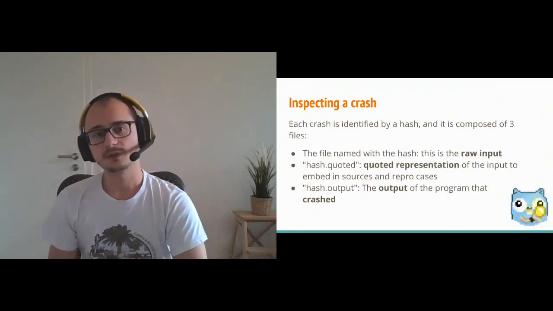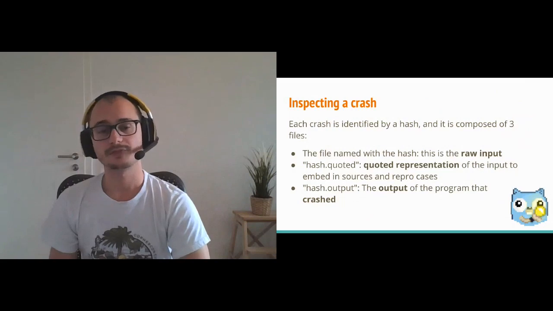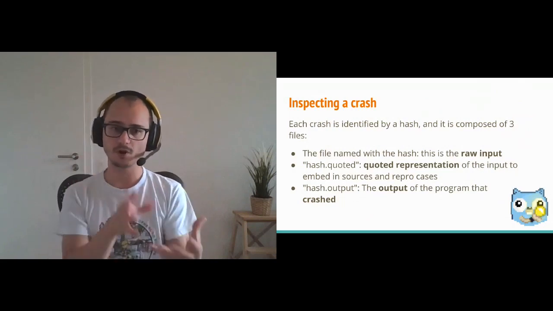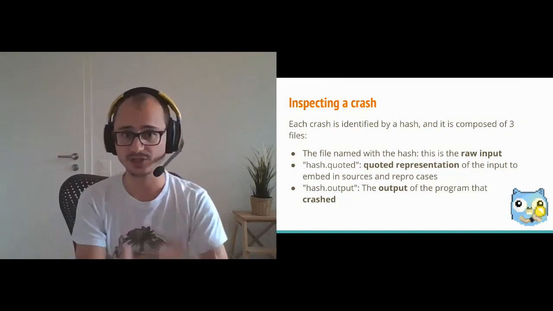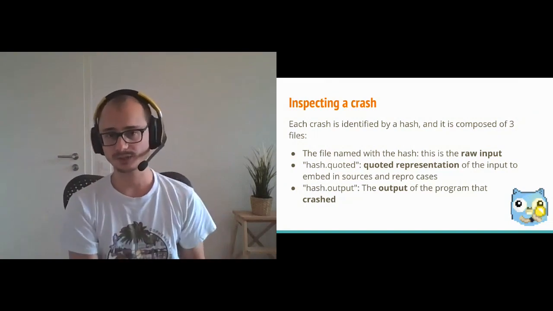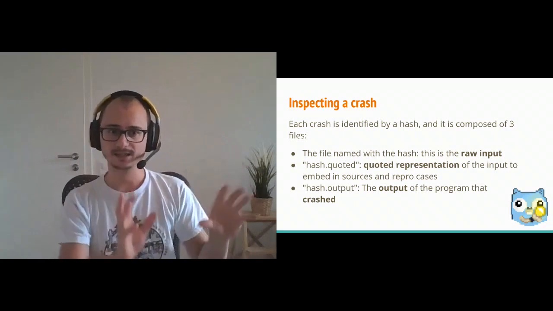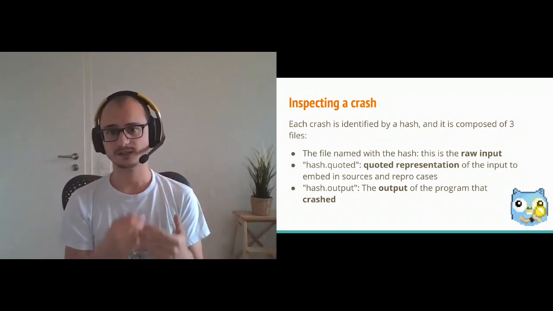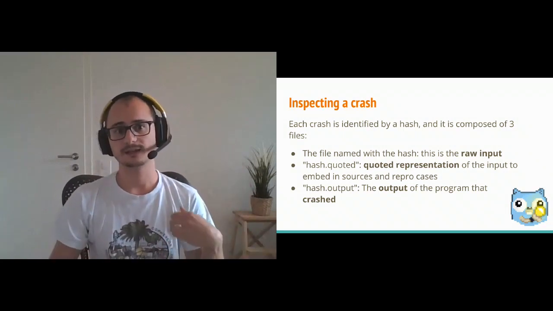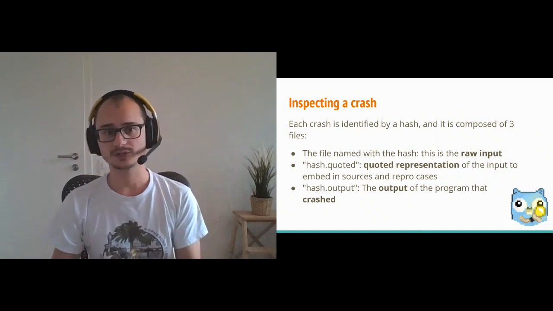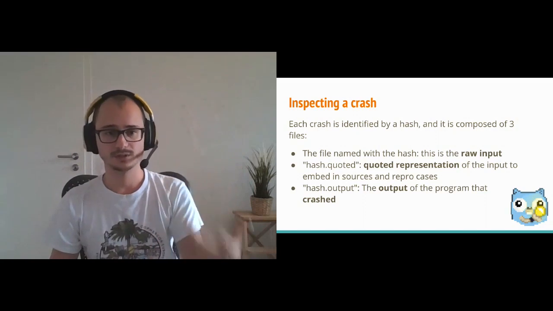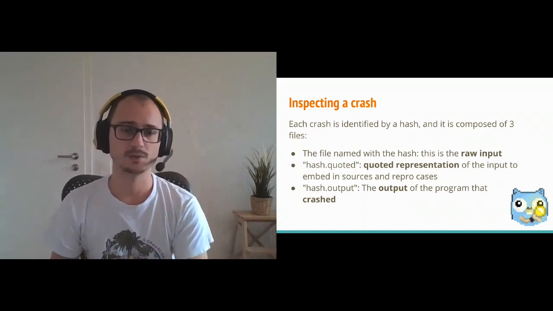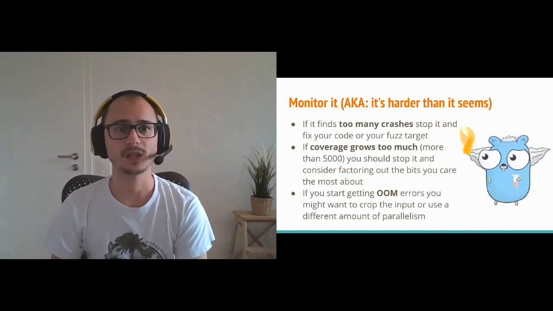When you get a crash from go-fuzz, you get 3 files. One that contains a raw input that was fed to your function. This might be used, for example, if you're fuzzing something like JPEG. Then you get a quoted representation of that so that you can take it as is, paste it in your test cases, in your unit cases, and then the output of the program that crashes, which is useful because you get a panic, so you have all the structure, all the values, and you can inspect what went wrong.